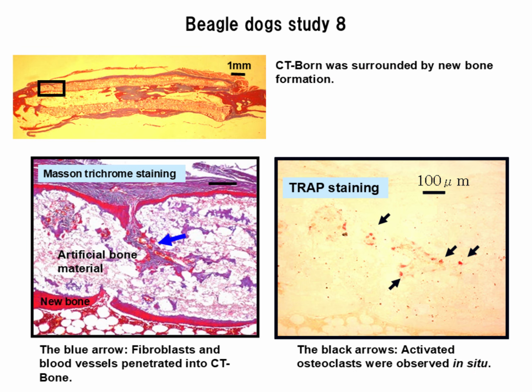In the image on the left, fibroblasts and blood vessels infiltrating into the interior of CT bone were observed at the area indicated by the blue arrow. In the image on the right, osteoclast activity was observed on the surface of CT bone, at the area indicated by the black arrow.